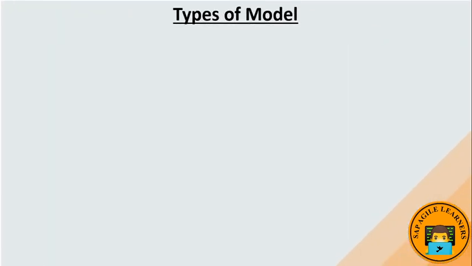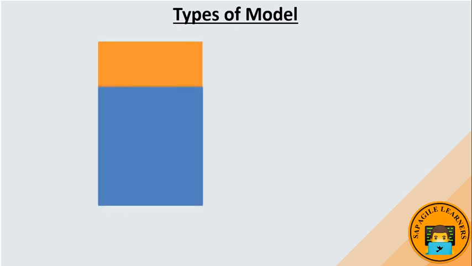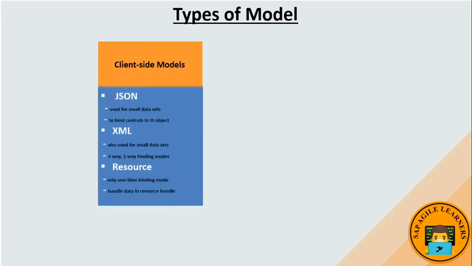Next comes types of model. There are two types of models, client-side and server-side models. Let's talk about client-side models. Client-side models have further three models.